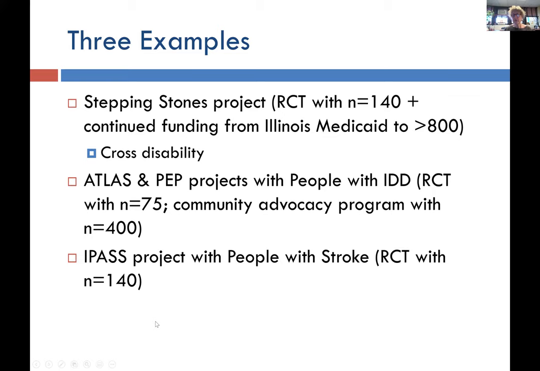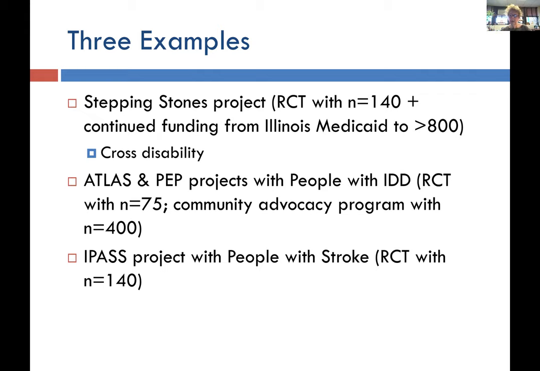I'm going to share just three programs that share a lot of elements related to community living and participation. The first program is the Stepping Stones program. This was affectionately called by the disability rights community the Escape the Nursing Home Project. It was designed to support people with diverse disabilities to move out of public Medicaid nursing homes and/or institutions to the community. And we were able to do a randomized controlled trial of this program with 140 people. And then based on that evidence, it was picked up by Illinois Medicaid, and it's now been delivered to over 800 people in Illinois.